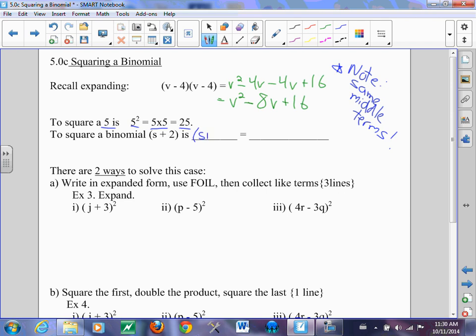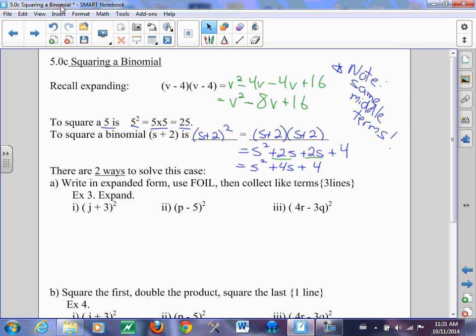is s plus 2 squared, and then you would expand it just like we have up here, s plus 2 times s plus 2. Okay, and we'll just finish this one off to show you that example again. So first is going to be s squared, outside is going to be plus 2s, inside is going to be plus 2s, and last is going to be plus 4. Okay, collecting like terms, we've got s squared plus 4s plus 4. Notice again, folks, the same two middle terms are equal.